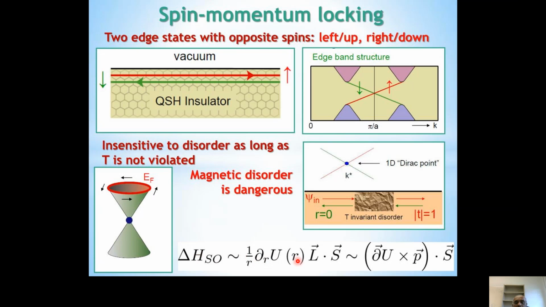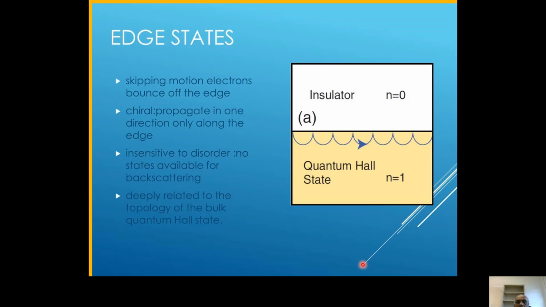Everybody should understand this one. Basically, this is the Rashba effect, right? It comes from the electric field due to the motion of your electron that causes a magnetic field, which interacts with the magnetic moment, giving rise to this spin orbit energy.